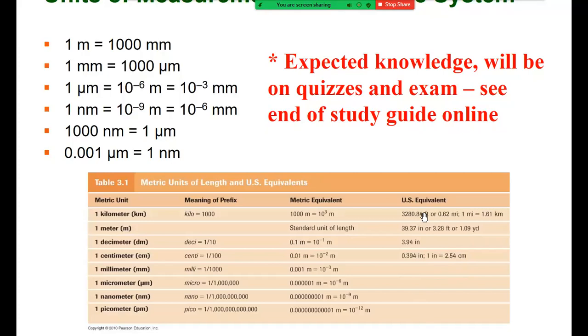Well, I'll never ask you how to convert from metric to English and English to metric. You just need to know how to work in metric. Any questions about any of that?